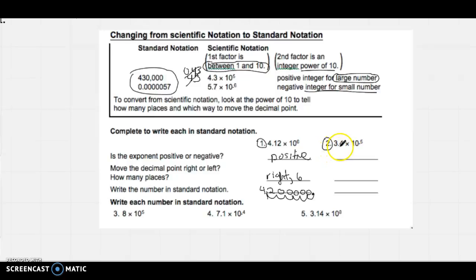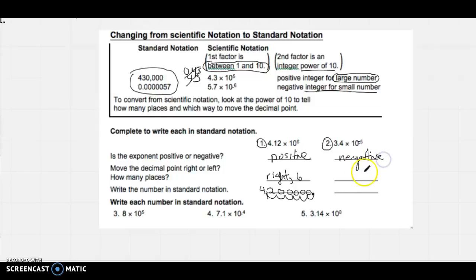So for number 2, 3.4 times 10, and this should be a negative sign. It's hard to see the negative signs here, but that's a negative 5. So do I move it to the right or left? Well, negative integer is a small number, which means I got to move it to the left. So this is negative. I'm going to try to write negative.